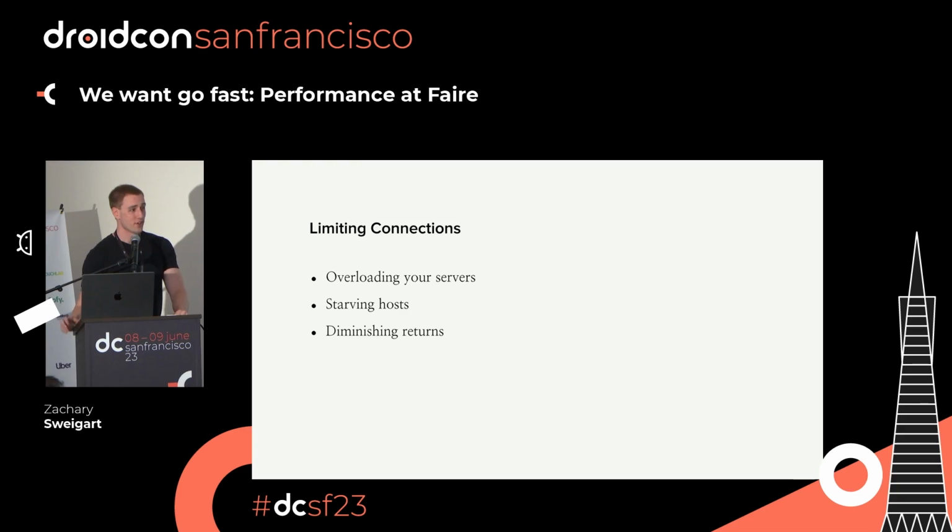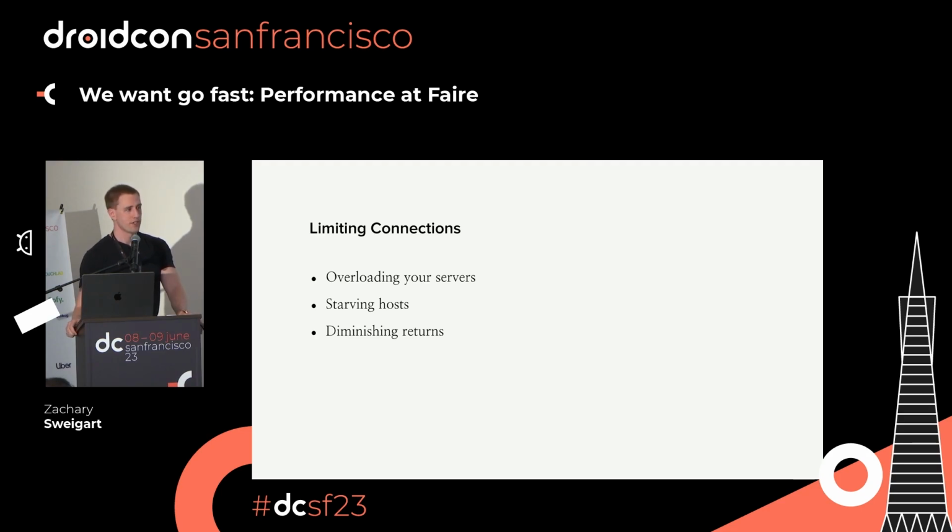You also have to worry about starving different hosts. If your analytics are on a separate host than your main application, and that is using up all 64 network requests, your critical request won't go through until at least one of those analytics completes. So you don't really have a lot of control over the priority there. It'll just eat up all your connections.